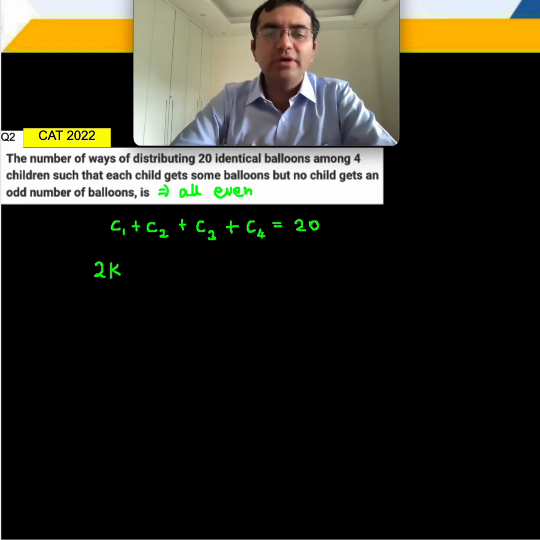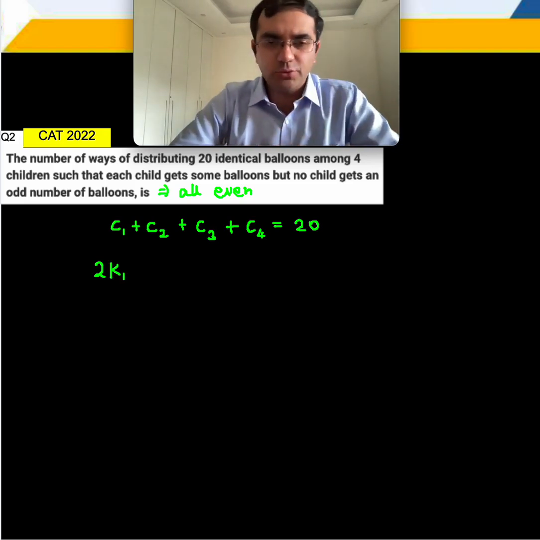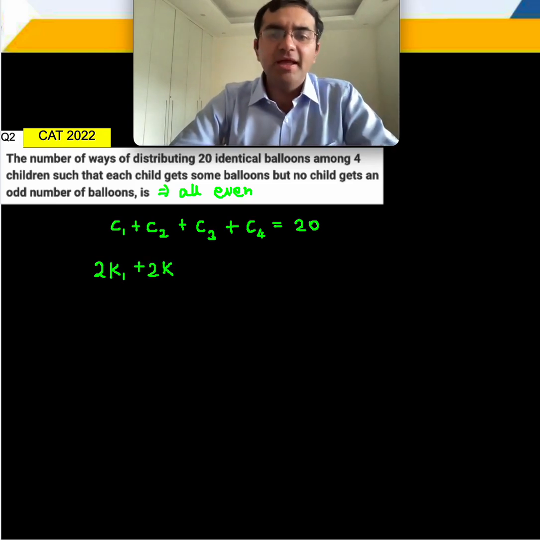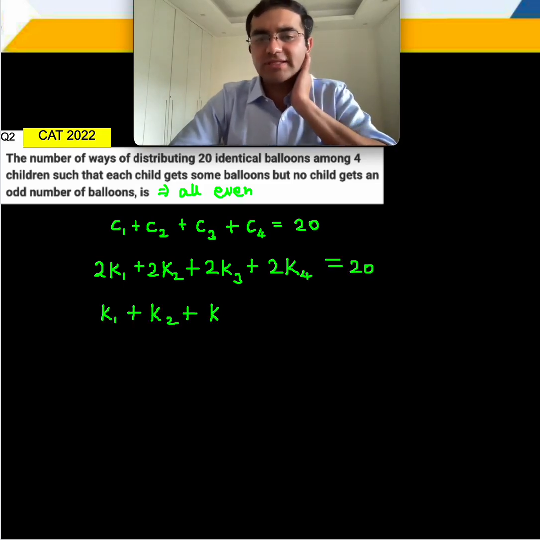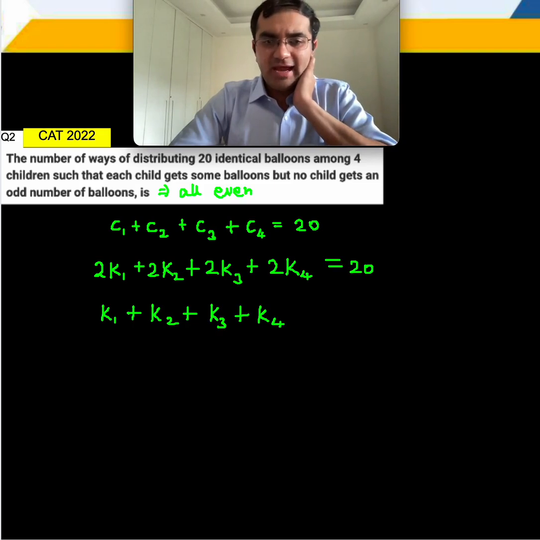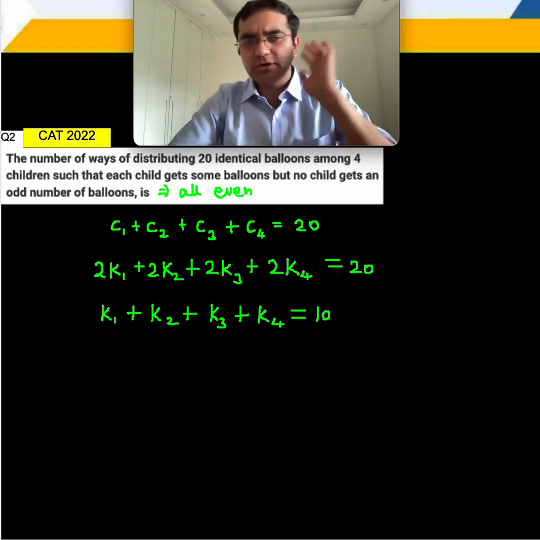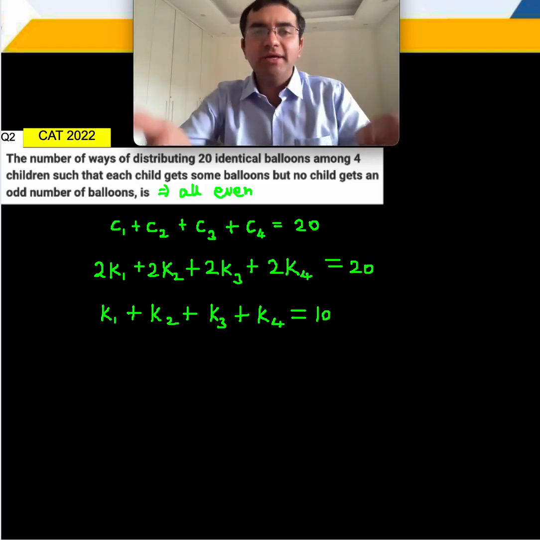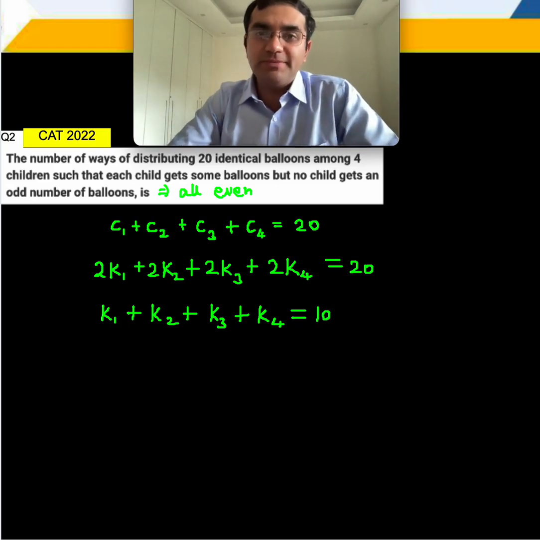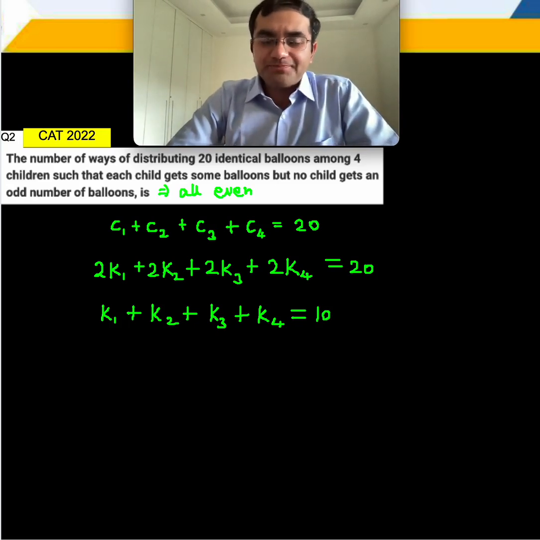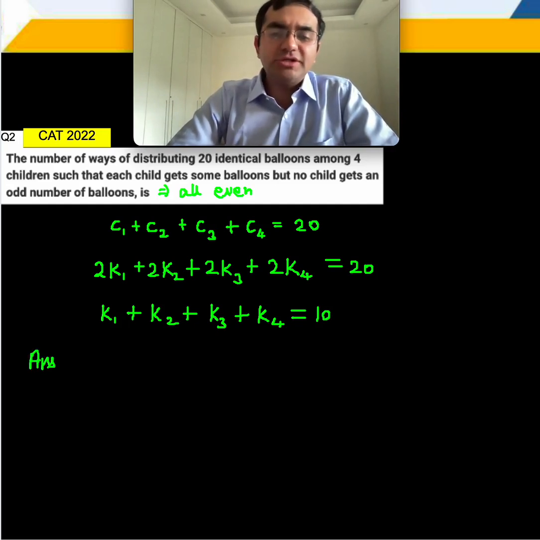So I can write these values as even numbers. Let's say c1 is equal to 2k1, because we are writing even numbers. 2k2, 2k3, 2k4, and the sum is equal to 20. To cancel, k1, k2, k3, k4 sum is now 10, and these values can be anything now, because k1 can be anything since 2k1 is going to be an even number. Okay? So these are 4 natural numbers, and finally we approach the answer.